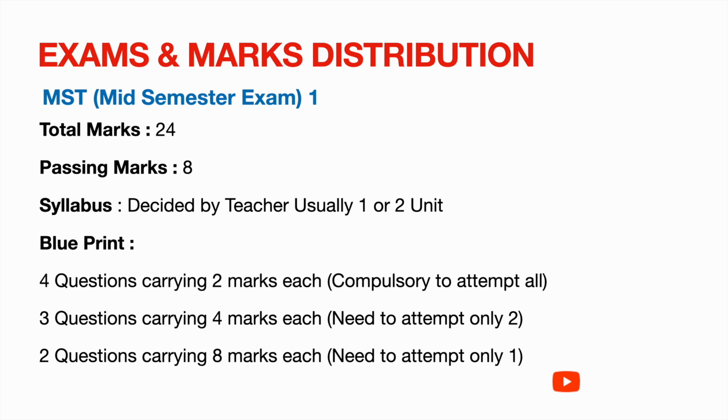each in section C. So in the first question in section A, there are 4 questions of 2 marks. You need to attempt all these 4 questions. In the second, there are 3 questions out of which you need to attempt only 2. If you attempt 2, you will score full marks. In the third, there are 2 questions and you have a choice between them. You can attempt one out of these.